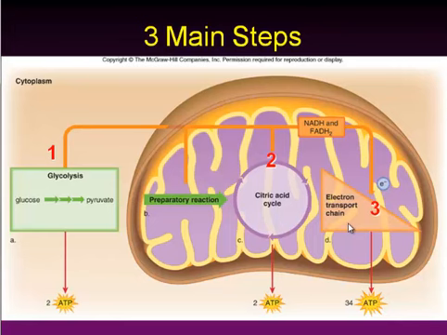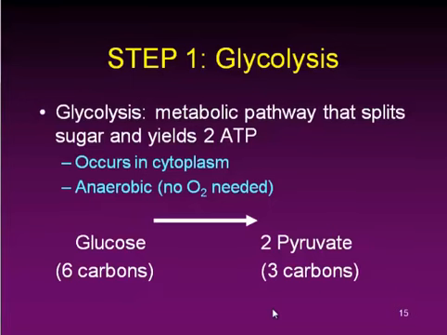So the rest of this lecture is really going to be all about tracking the products that come out of these three reactions and how they will then get used in the next reaction to generate ATP. Okay? So let's see. Step number 1, glycolysis. Glycolysis is that first metabolic pathway, again, that yields 2 ATP and only 2 ATP. Remember, this one occurs in the cytoplasm. It's anaerobic, so it doesn't require any oxygen for this one to work.